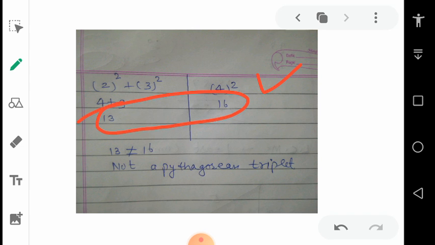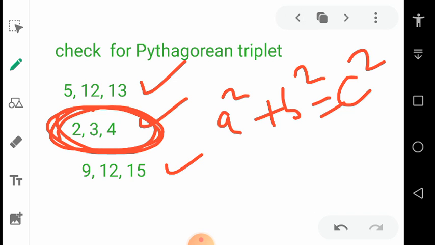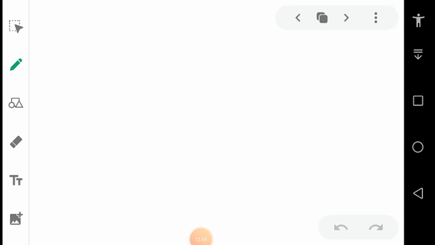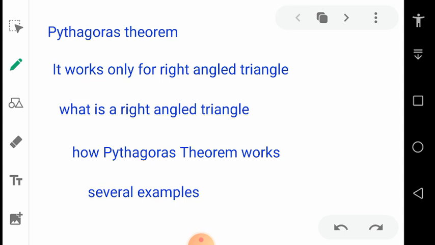Now see the values carefully, 13 and 16. On the left hand side we have 13, and on the right hand side we have 16. Both are not equal. It means it is not a Pythagorean triplet. Again, we can say these values are not the sides of a right angle triangle. In this manner you can check whether a given triplet is a Pythagorean triplet or not. Now I think a few points should be revised again, so go through the video again.